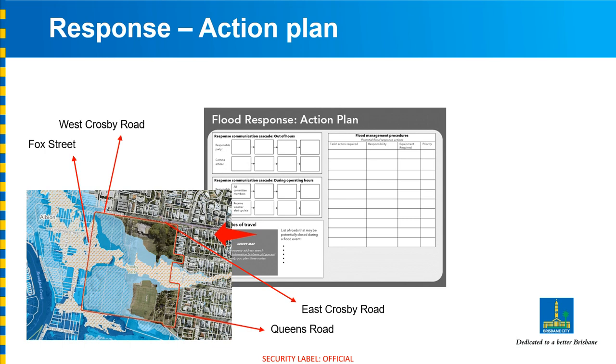Another important consideration in the response phase is what areas are likely to be flooded and inaccessible. It's a good idea to screenshot your club area on the Brisbane City Council flood awareness map and list roads that may be closed. For instance, if we return to our previous example, the western end of Crosby Road and Fox Street are likely to be flooded. However, the club may be accessible from parts of Queens Roads or the eastern end of Crosby Road.